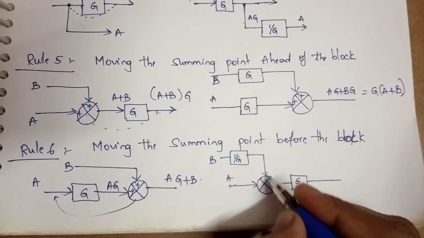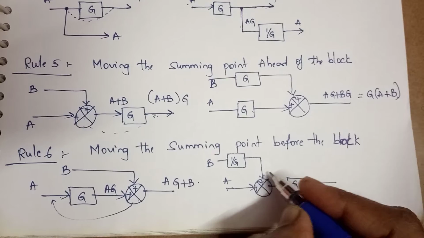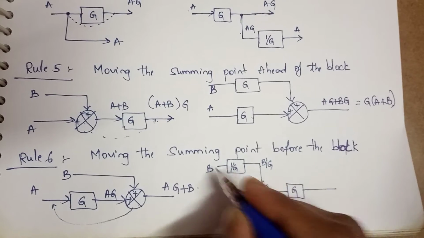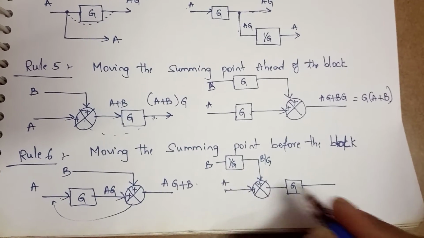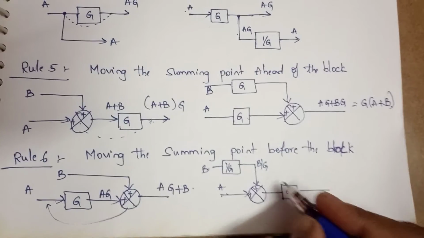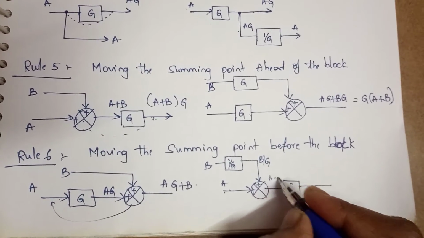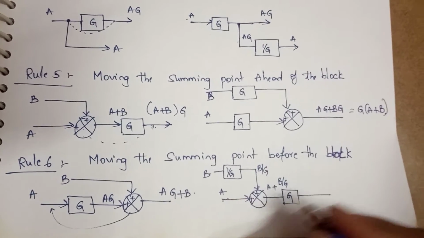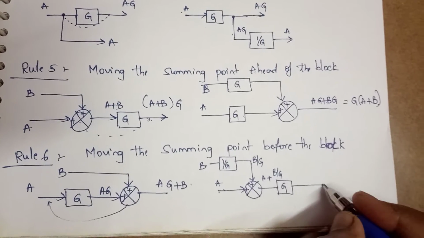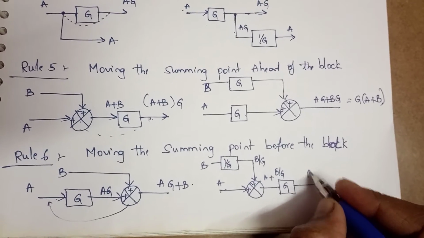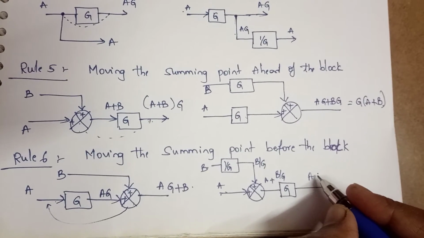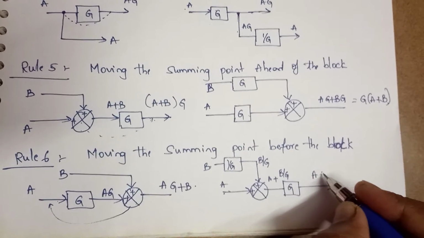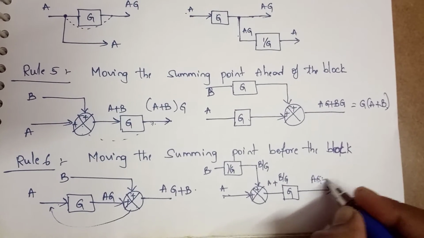So here both are positive summing points. The output becomes B by G, and here A plus B by G. From the summing point we get this output, and here we get A plus B by G into G. So if we solve this we get AG plus B.